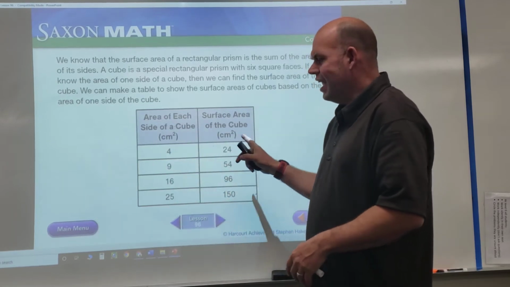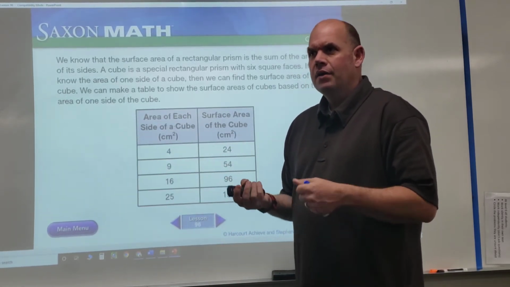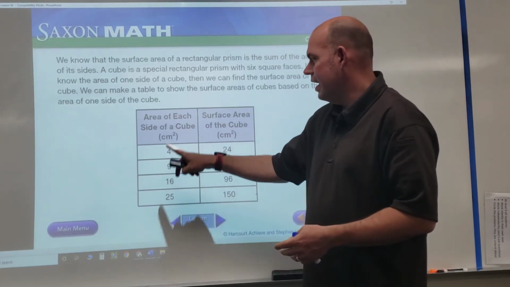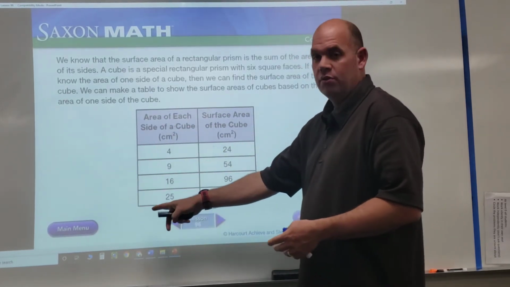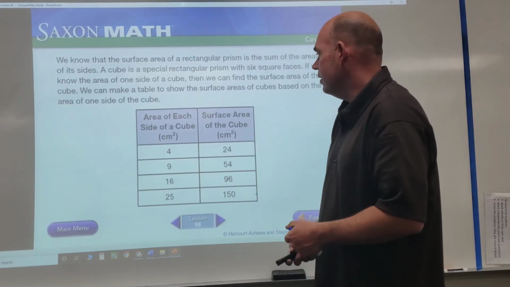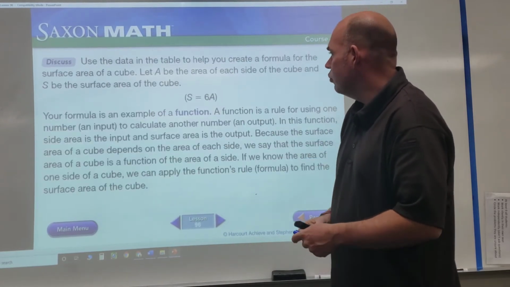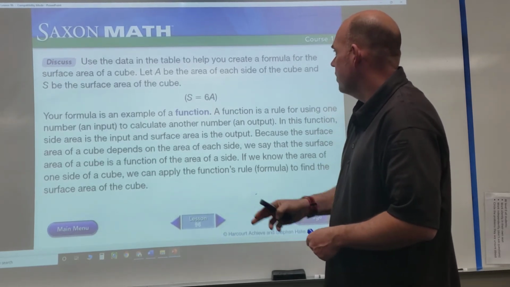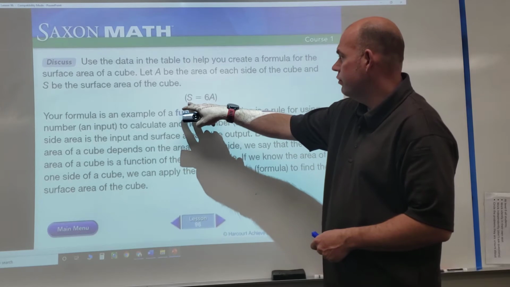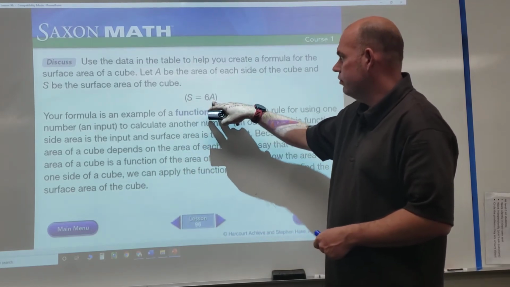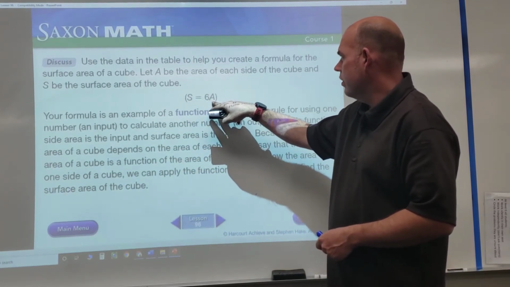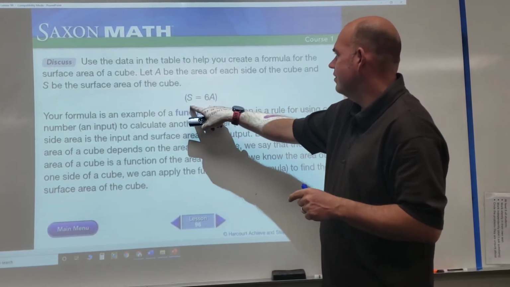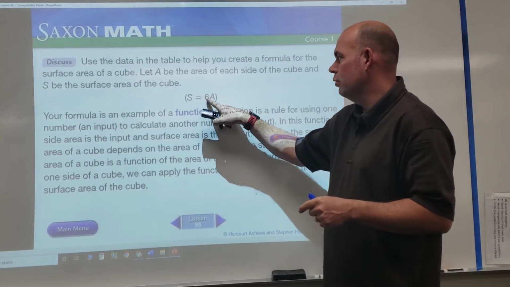But showing it on a table helps us to think, oh yeah, something times 6 is whatever else. And so we could extend that out and put any number we want on this side of the table, simply multiply it by 6, and we'll get that. Now, what we're doing here is we're using a function. So in this case, S equals surface area, A equals area. No, that's not right. A is the area of just the one side. S is the surface area of the whole cube, and it's multiplied by 6.